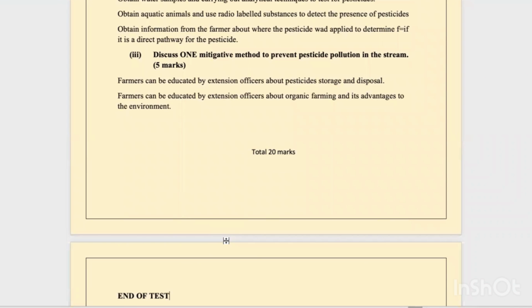And next question, discuss one mitigative method to prevent pesticide pollution in the stream. So a mitigative method here is that farmers could be educated by extension officers about pesticide storage and disposal. Farmers could also be educated by extension officers about organic farming and its advantages to the environment.